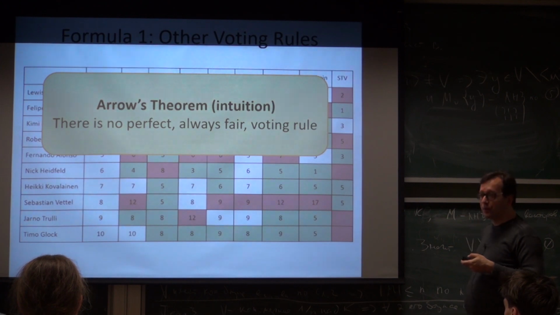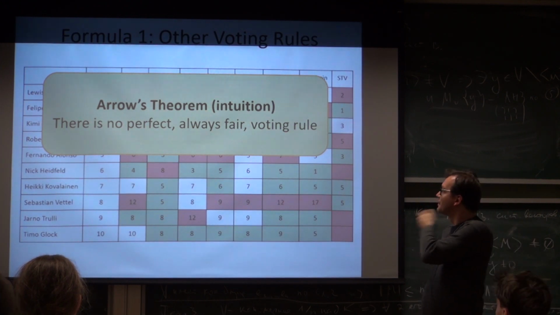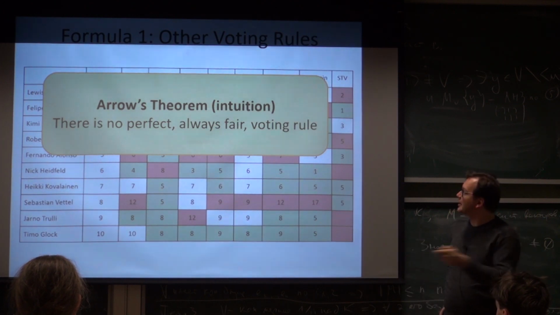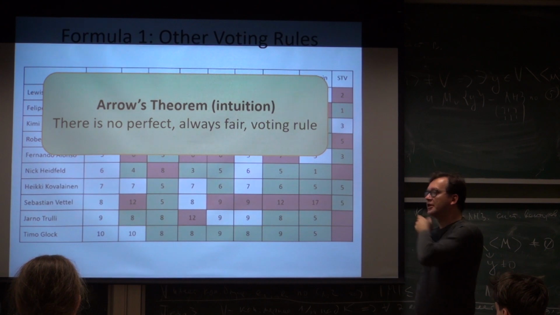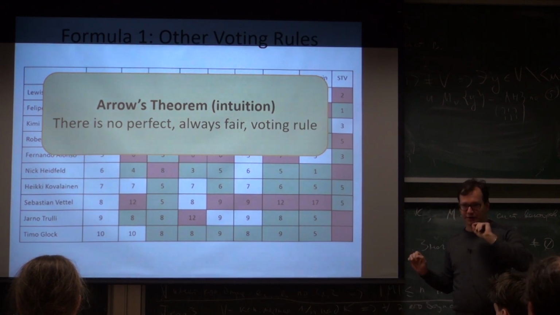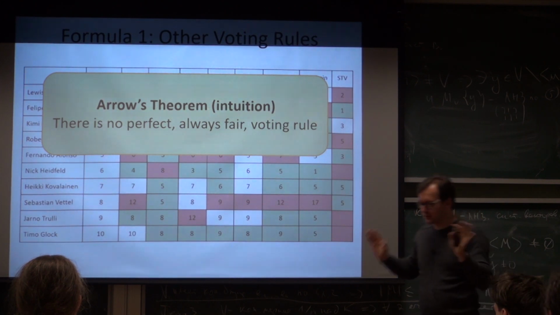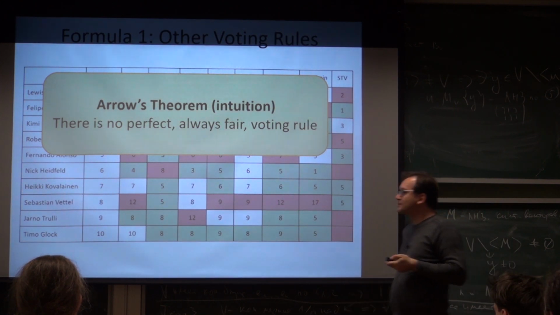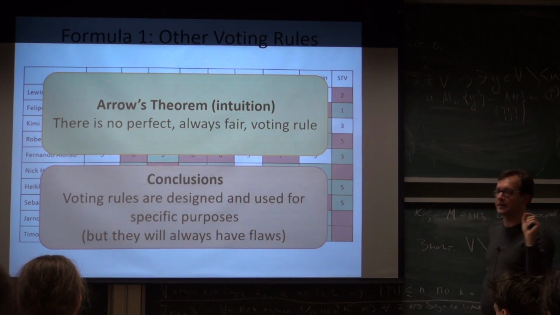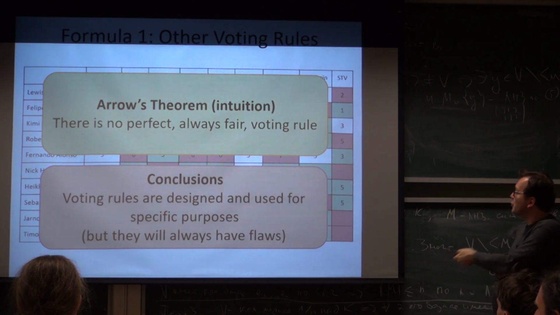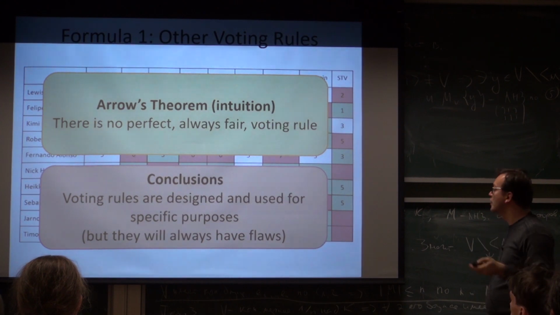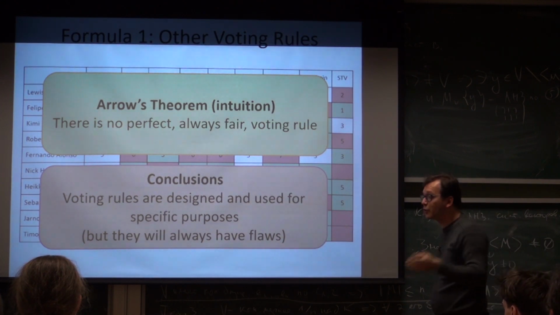Okay, the problem is that there's something called Arrow's theorem. It is a formal statement, which I'm not giving here, but it essentially says that there is no perfect, always fair voting rule. Simply such a thing does not exist. Except for one, dictatorship. But most people don't think it's fair. So we will not prove Arrow's theorem. We will actually prove something else that is related. But the conclusion is that voting rules are designed for specific purposes.